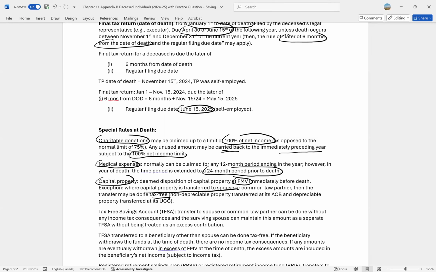Now, we saw this last week in chapter 9. Remember, we had that tax-free spousal rollover. And so this can also be done at the date of death, where property can be transferred once again to the spouse tax-free. So that could be a bit of a benefit if the deceased has a lot of assets that have gone up in value. It can be transferred tax-free to the surviving spouse.